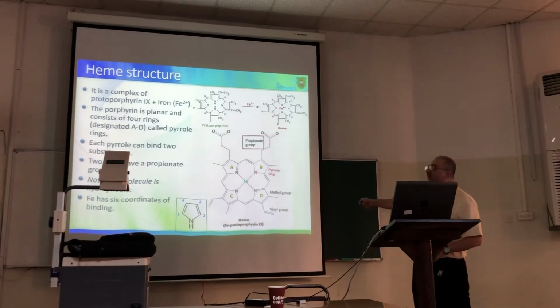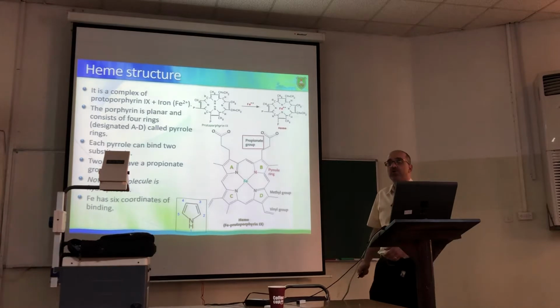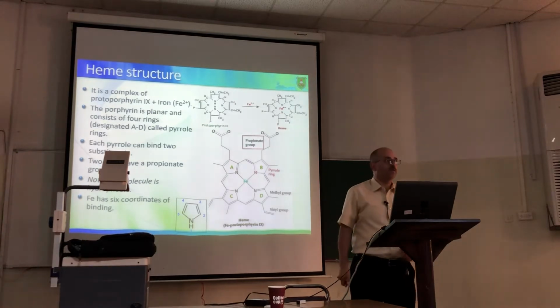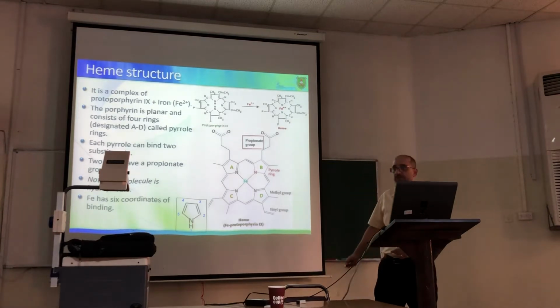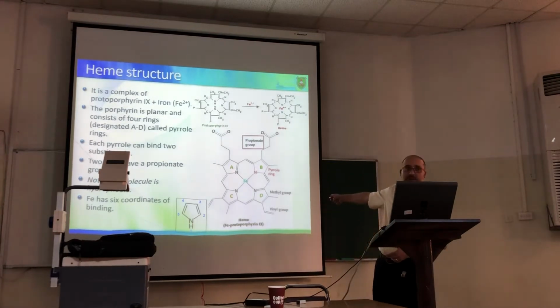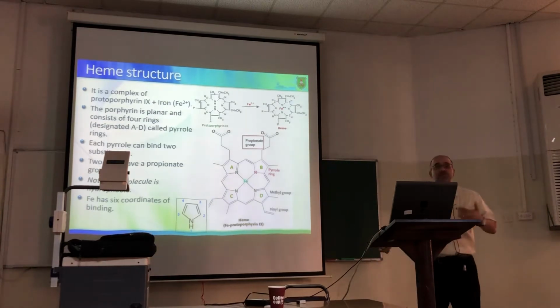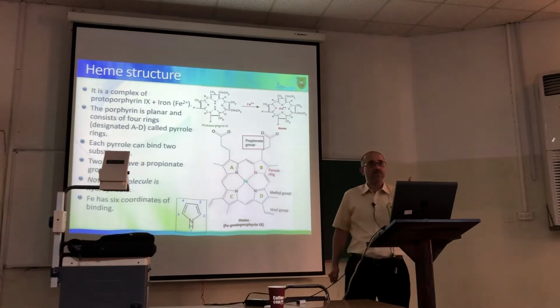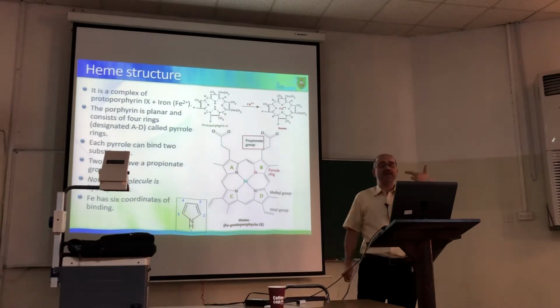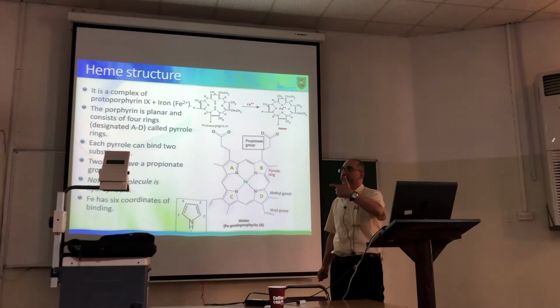In the middle you have iron. And iron can form 6 covalent bonds. We call them 6 coordinates. 4 of them exist between iron and each chiral ring. Okay? And we have 2 other ones. One with histidine, the 5th coordinate, and the 6th coordinate is with oxygen.